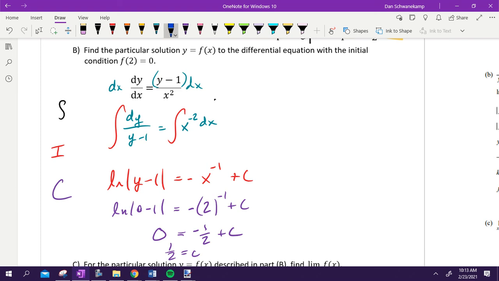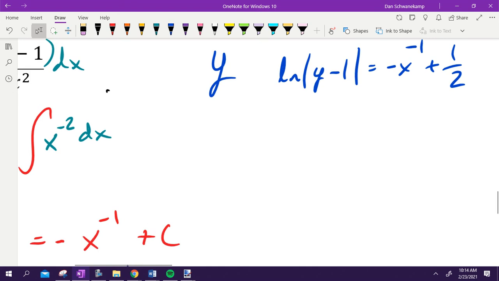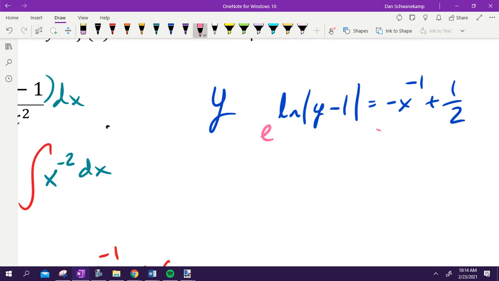My next step is solving for Y. So I'm plugging back into this equation, the natural log, absolute value, Y minus 1 equals -x to the -1 plus 1/2. We're going to solve this thing. Maddie, what do you want to get rid of next to solve for Y? The natural log, how do I get rid of that? Yep, we're going to do e to both sides. Raise both sides to the e.